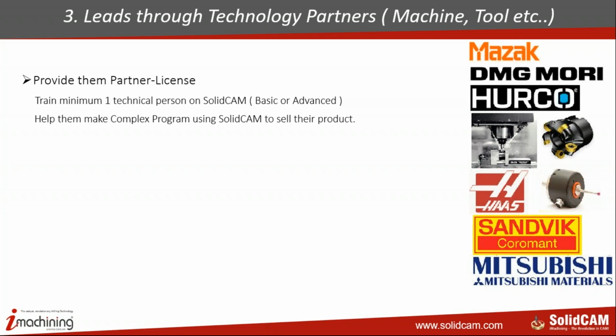Number two, help them make complex programs using SolidCAM to sell their machine. See these complex machines where you have so many axes moving together. You need synchronization. It can be a back spindle, sub spindle. Manual programming, making programs using controls, is very difficult, and you cannot achieve the required cycle time. You cannot compete. So help them make complex programs using SolidCAM. If they're able to sell their machine, and the program is made on SolidCAM, then you have very bright chances of selling your product.